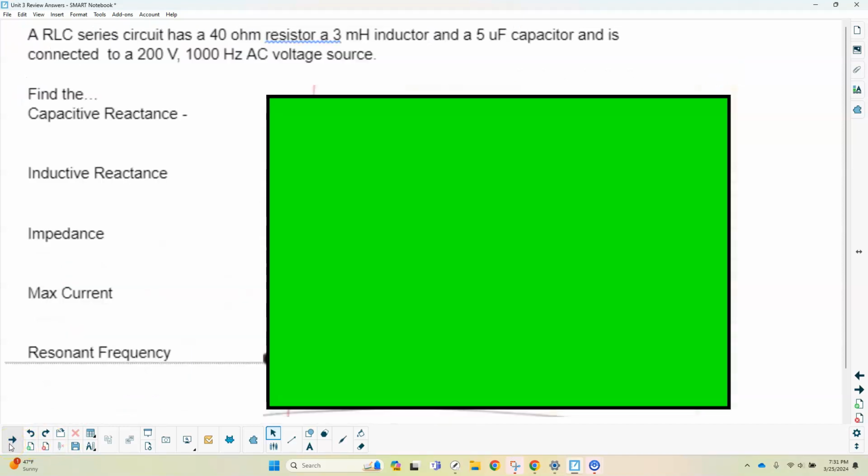A couple more. This one is an RLC circuit, so we worked on this last time. So it says an RLC circuit has a 40 ohm resistor.